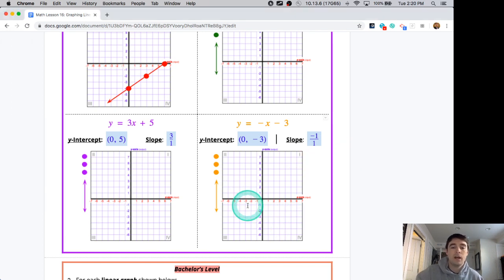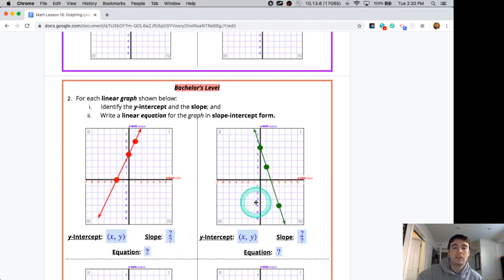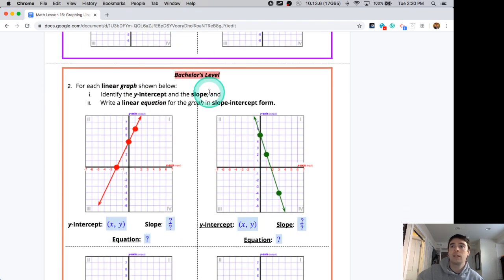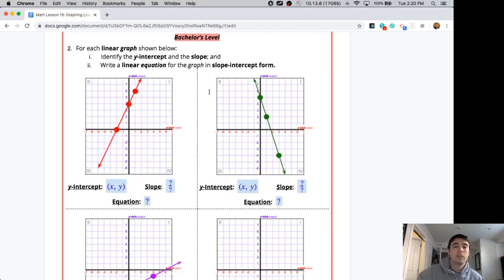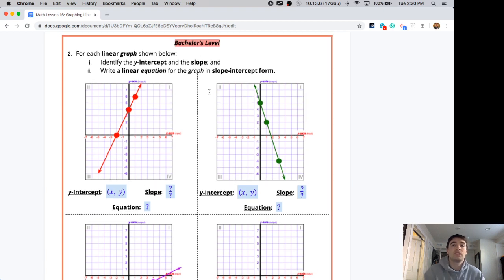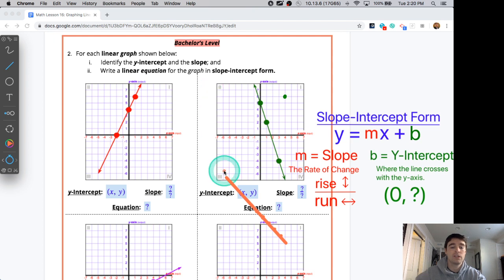Okay, we're going to keep moving now on to the second problem, the bachelor's level problem in light red here. And for the second problem, it's the reverse, or almost the opposite of what we just looked at for the first problem. Here they're going to provide us with linear equations, or the graph for the linear relationship, and our job is to figure out what was the equation that made that graph, or what equation would match that graph.